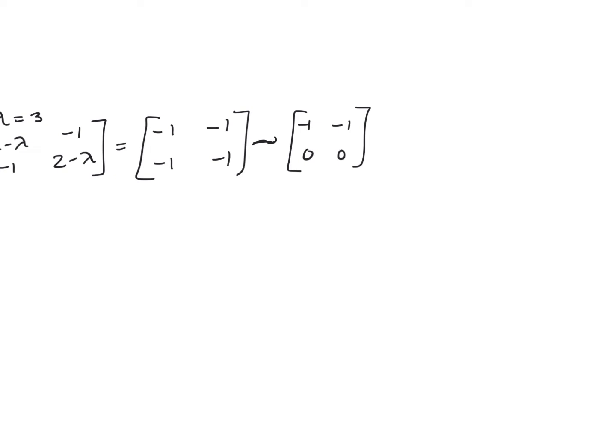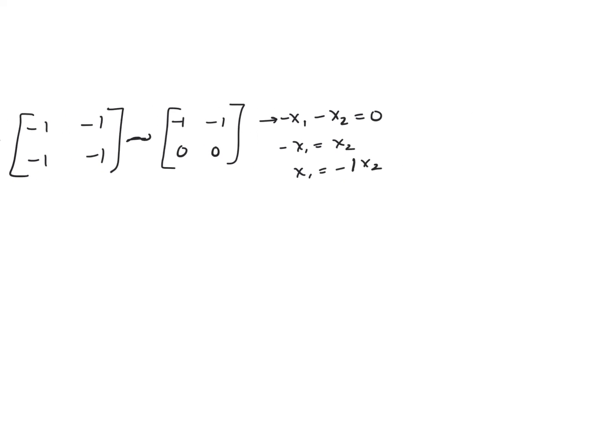So I know I've got one pivot and one free variable. Starting with this, I have negative x sub 1 minus x sub 2 is equal to 0. So negative x sub 1 is equal to x sub 2. So x sub 1 is equal to negative 1 times x sub 2.